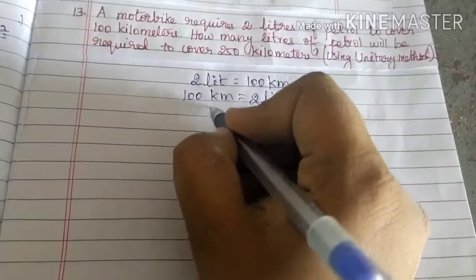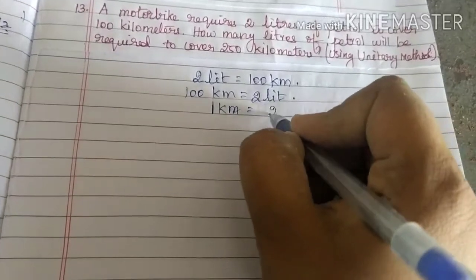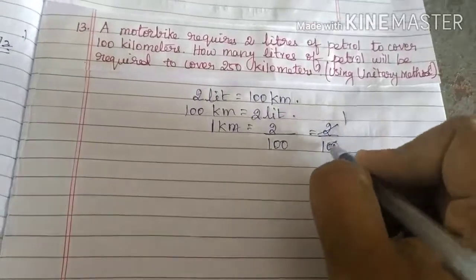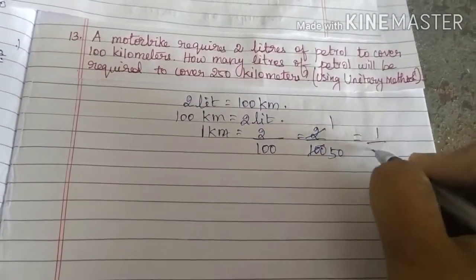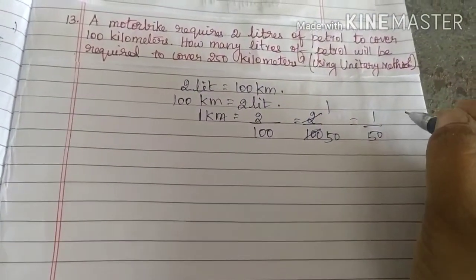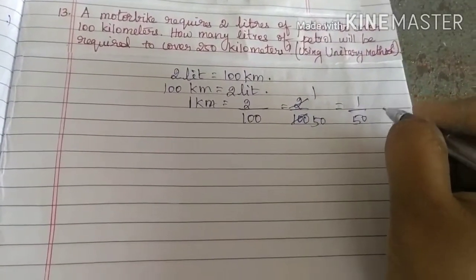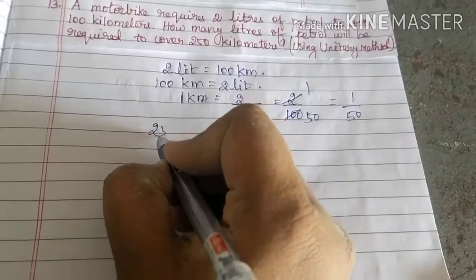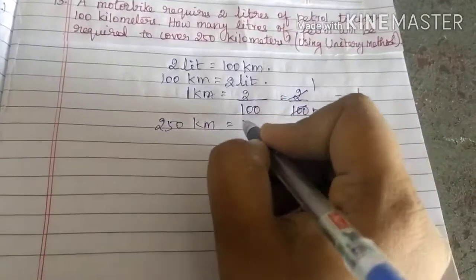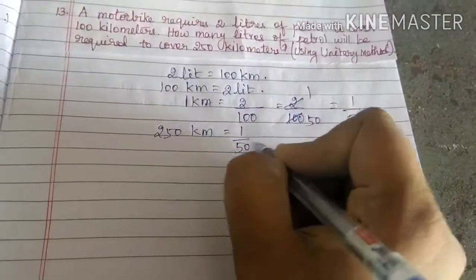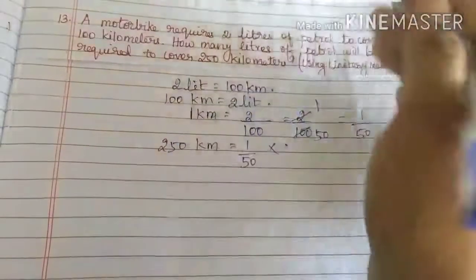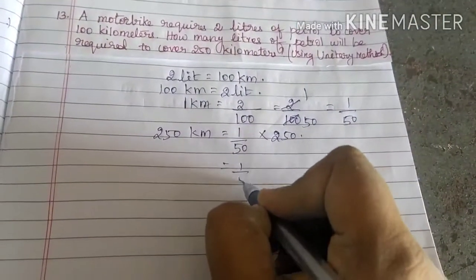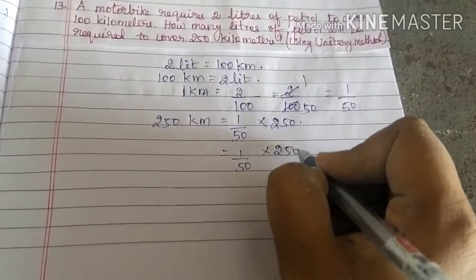Okay children, then for 1 kilometer equal to 2 divided by 100, 2 ones are 2, 2 50s are 100, so 1 by 50. Okay, so 1 kilometer will need 1 by 50. So next they are asking for 250 kilometer. 250 kilometer equal to 1 by 50 into 250. What will come? Anyone say?